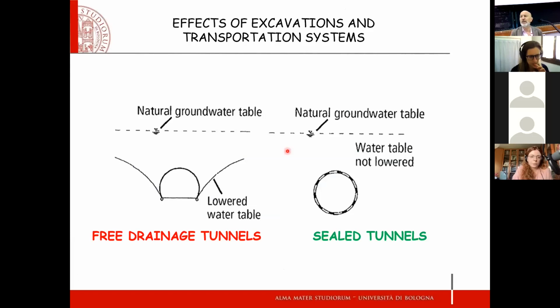A fourth example of the effects of overexploitation is the effects due to the excavations of transportation systems. Transportation systems are basically tunnels, and tunnels are more and more drilled to transport people, but also, for example, to transport water in water derivation schemes for hydroelectric power, and to transport water from one watershed to another watershed, you use tunnels transporting water, or railways, or highways.